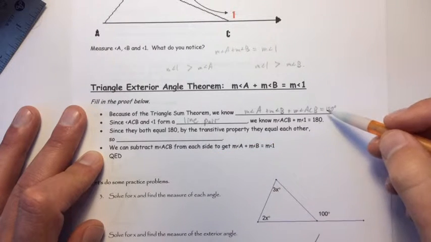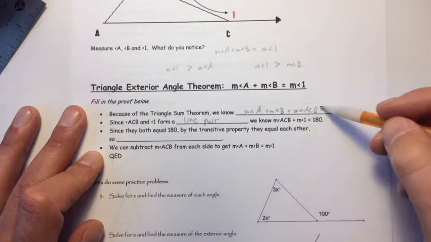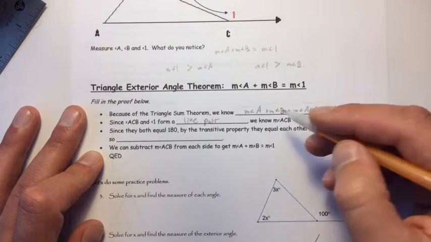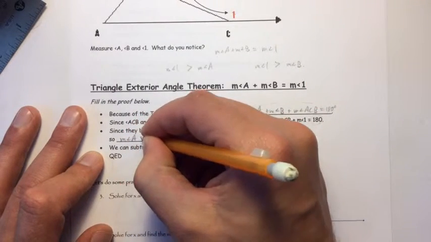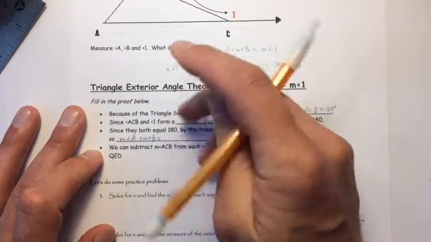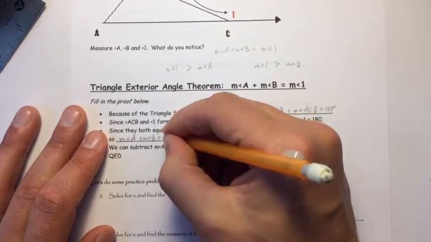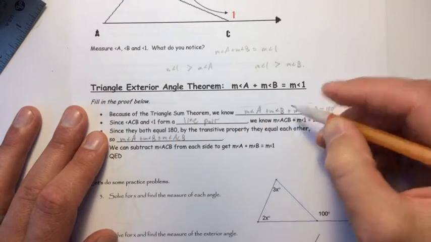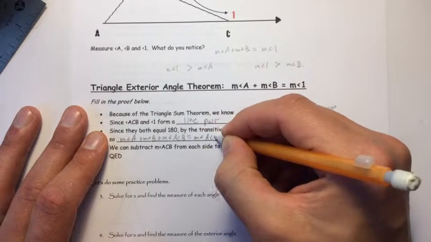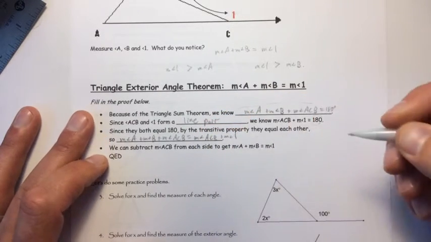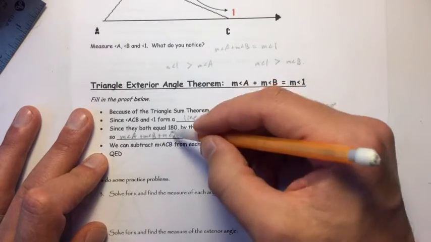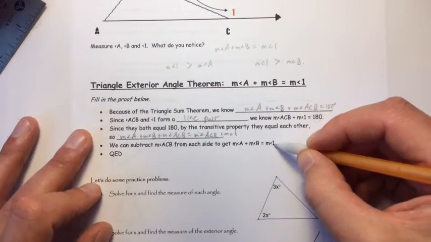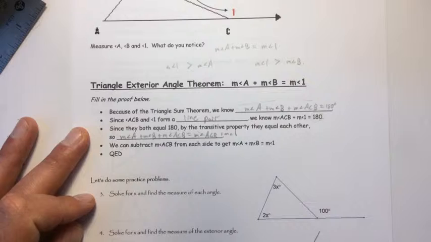Since they both equal 180, we can set them equal to each other. So the measure of angle A plus the measure of angle B plus the measure of angle ACB is equal to, I'm not going to say 180, I'm going to say it's equal to the measure of angle ACB plus the measure of angle 1. Then we can subtract angle ACB from both sides and get measure of angle A plus measure of angle B is equal to measure of angle 1. Not too tough. QED, we're done.